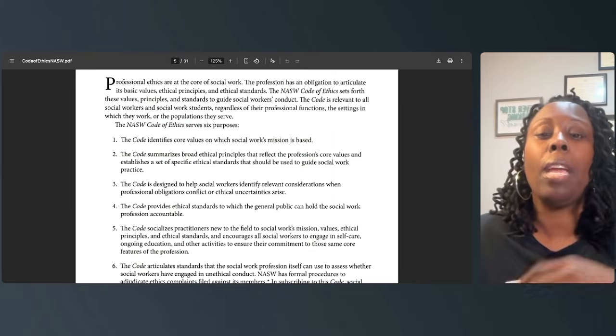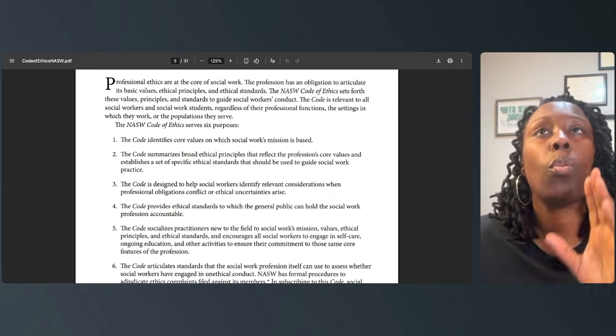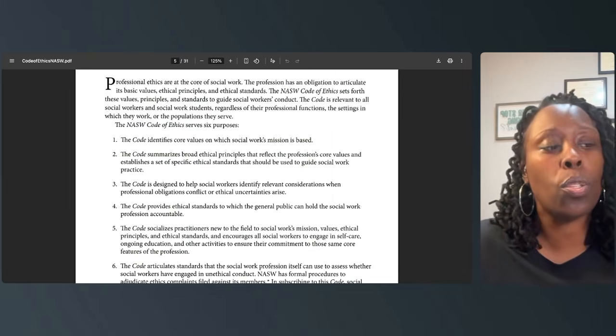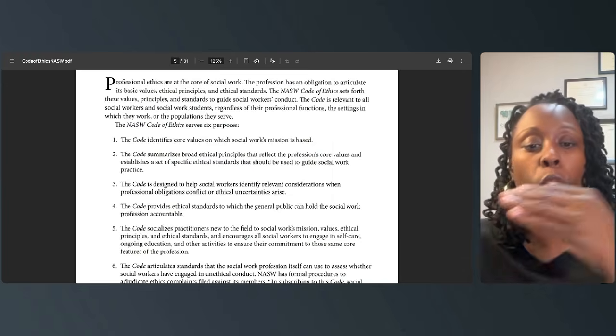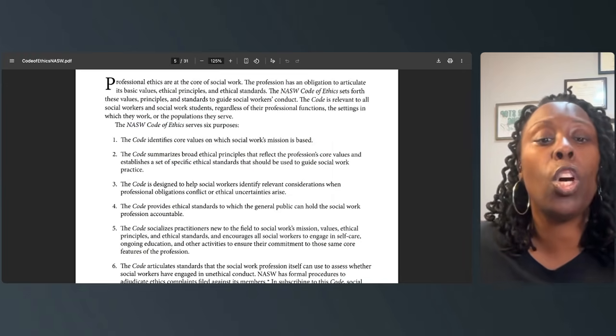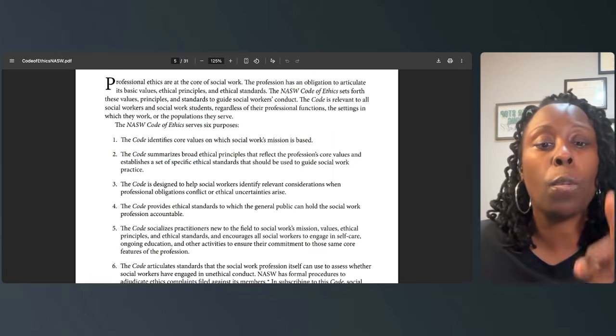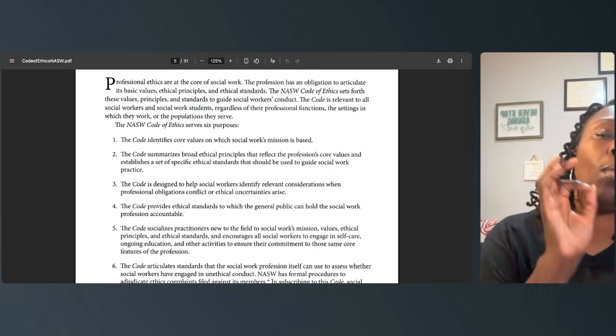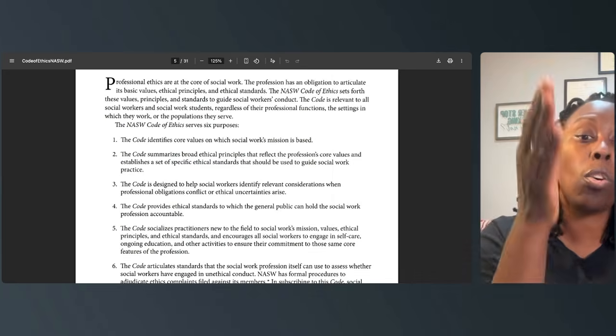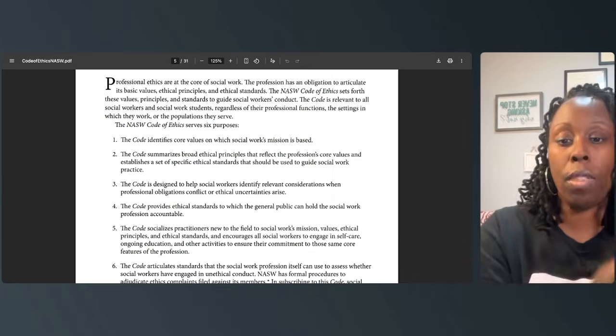Number 4, it provides ethical standards to the general public. So when you're working in the school system or the hospice, or in different places, other professions can hold us accountable based on this code. It lets the general public and other people know, hey, they're a social worker and we need to hold them accountable because their code of ethics says blah, blah, blah. So that's another thing.